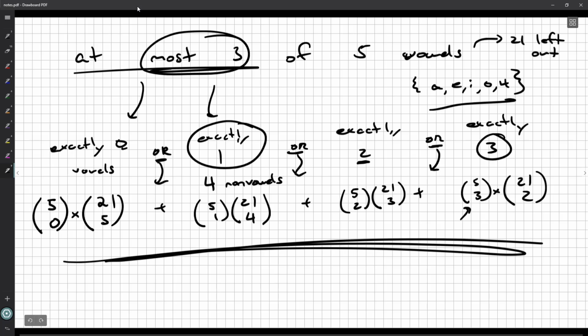I really like emphasizing that we're breaking it down into: I can do exactly this, I can do exactly that, or I can do exactly that, because we're good at exactly. We are terrible at mosts and at leasts. But if I know exactly how many vowels I want, then I can pick them, and I know exactly how many non-vowels I want. This is where the formulas really start to shine. I'm sure the number is quite big, but that's why we don't do anything with calculators. You would leave your answer exactly like this.